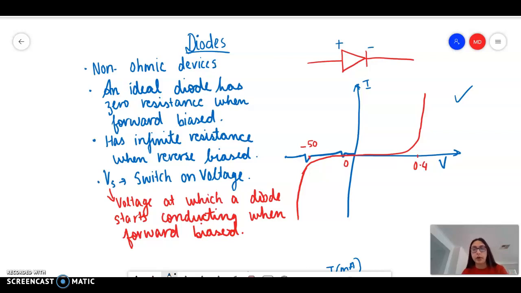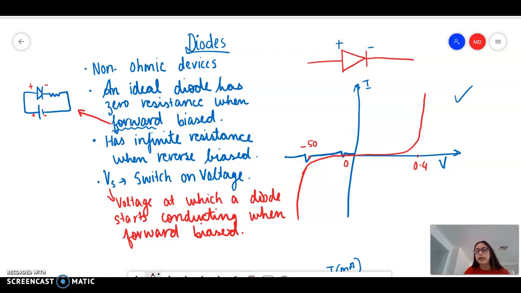So let's actually see what happens. First of all, a diode has two ends, a positive end and a negative end. So we need to understand what it means for a diode to be forward biased and reverse biased. Forward biased means when the positive end of the diode in a circuit is connected to the positive end of the battery. So here's the positive end of the diode, and you can see it's connected to the positive end of the battery. So the diode is forward biased.